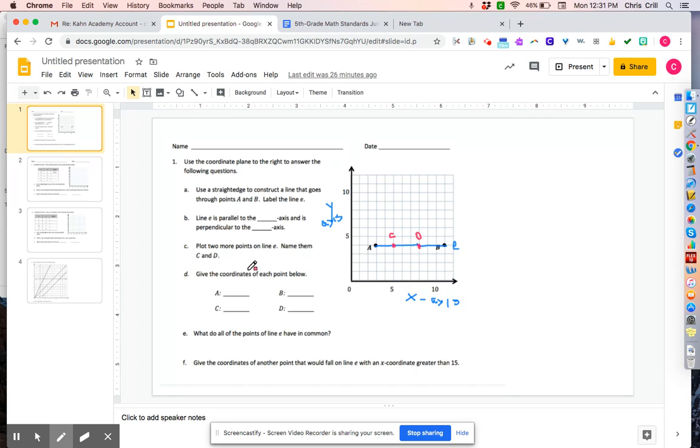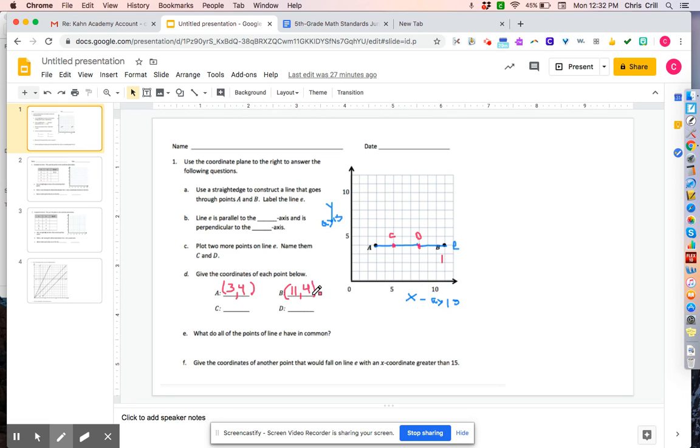So down here it says give the coordinates for each point. Remember, when you give coordinates, you need to use parentheses and a comma, and we give the x coordinate first. So if I'm counting over from the origin, I'm counting over 1, 2, 3 units to the right and 4 units up. So point A is at (3, 4). Point B is 1 hop past the 10, so that's 11. And again, that's 4. (11, 4).